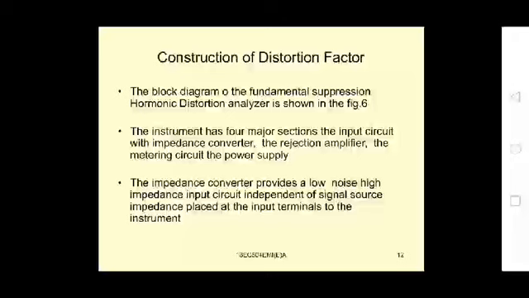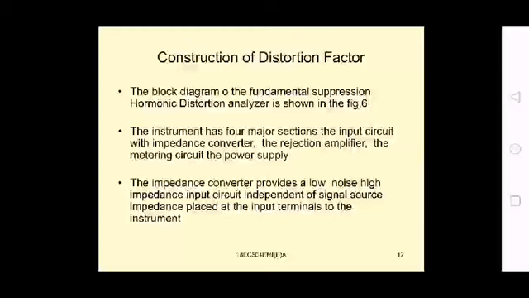So first we will discuss the construction of this distortion factor meter. The block diagram, as you have drawn, is the fundamental separation harmonic distortion analyzer. It has four major sections: input circuit with impedance converter, rejection amplifier, the metering circuit, and the power supply. The function of the input circuit with the impedance converter is that it provides low noise, so the instrument will not get damaged by the external noise.